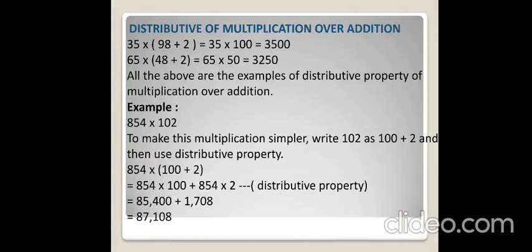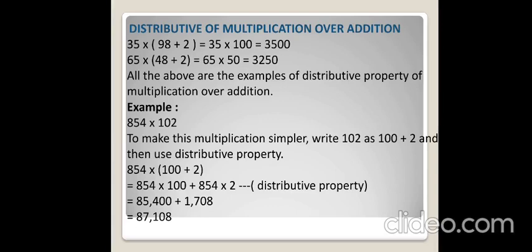The fourth property is distributive property. See the example, 35 into 98 plus 2. First we are adding the numbers inside the bracket. So we get 100. 35 into 100 is 3500. First we are adding, then multiplying, we get the answer. Also, if you are multiplying and adding, we get the same answer.